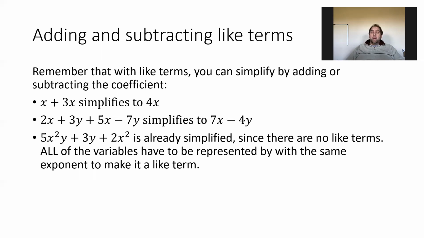So going back to the example, if x squareds are apples and y's are oranges, you have 5 groups of apples and oranges, and then you have 3 oranges and 2 apples. And you can't combine that because the groups are different. If you have 5x squared y's, you don't know how many more you have with the 3y or the 2x squareds. So it's simplified as it is, even though some of the variables are the same, but not all of them. And the exponents also need to be the same in order to combine. So very important.